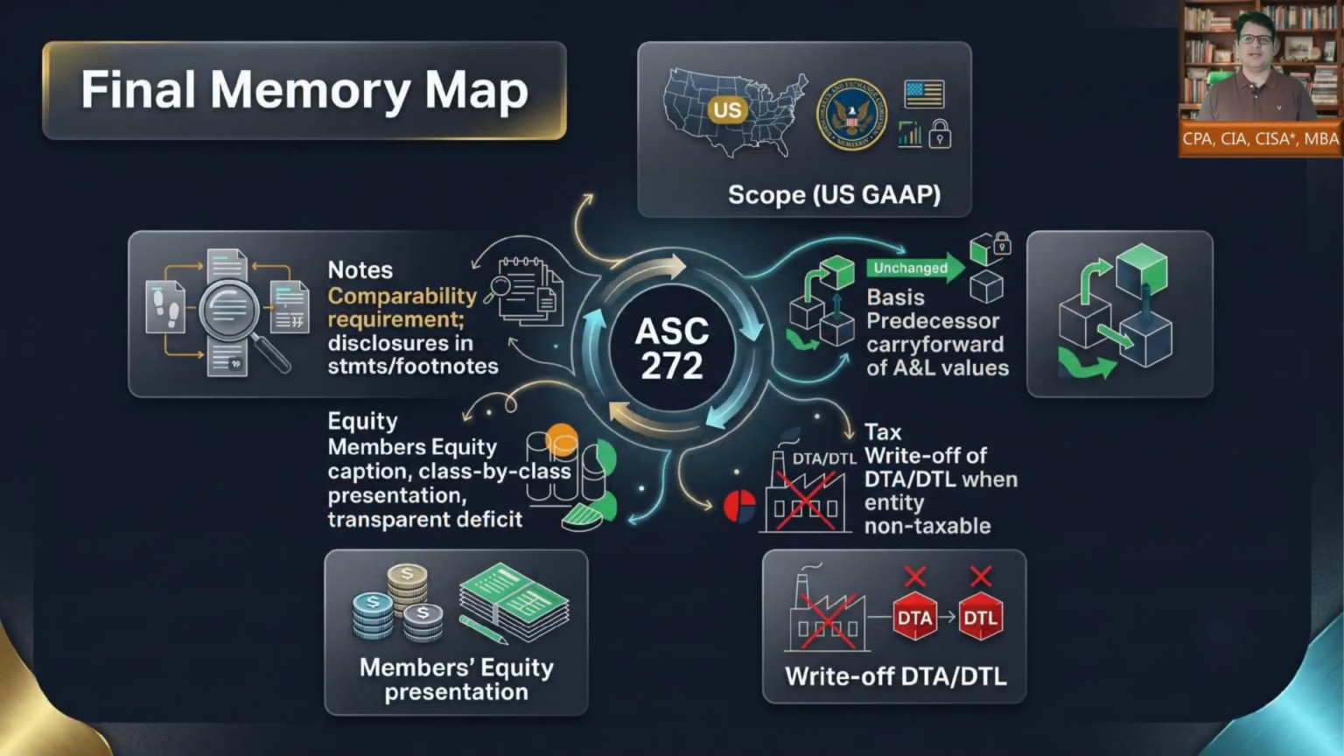Let us close with the 5 memory anchors. Scope: limited liability entities organized in the United States under US GAAP. Basis: predecessor carrying amounts are carried forward. Tax: deferred tax balances may be written off when the entity becomes non taxable. Equity: use members' equity, show classes, deficits, and unpaid contribution deductions properly. Notes: comparability and equity change disclosures matter.